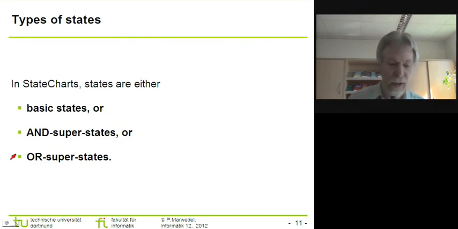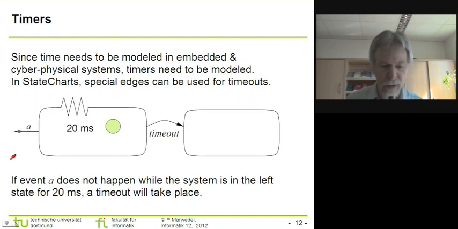Now, for any modeling technique, we do have the requirement to also model time, and this includes the need to model timers. Therefore, timers are available in state charts. In state charts, timers use a special graphical notation. It is this notation where we have this sawtooth-like thing at the top of this graphical symbol. In this state, we have a time which indicates the amount of time after which a timeout is taken.